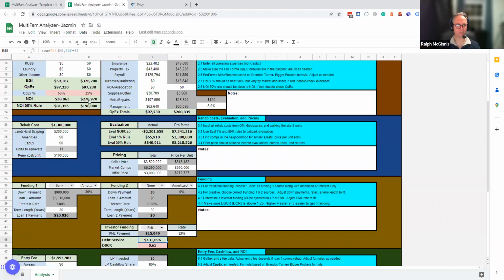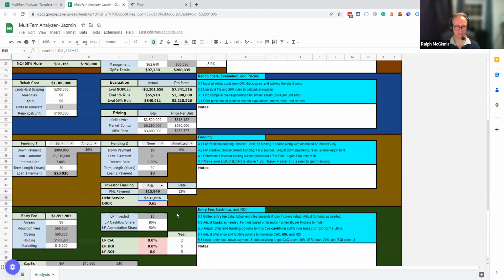Even your pro forma income is way lower than your debt service. So what does that mean? Number one, you can't use private money. It's not an option for you for this property.